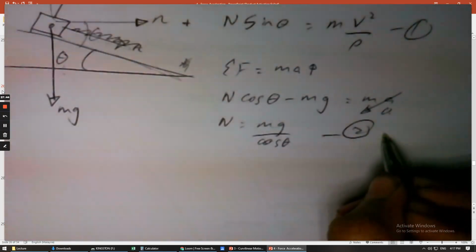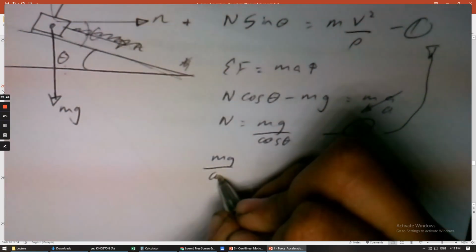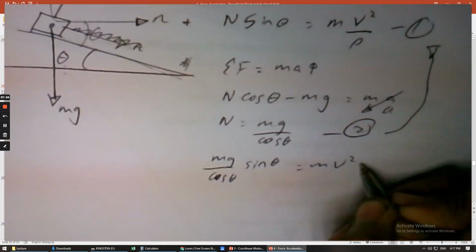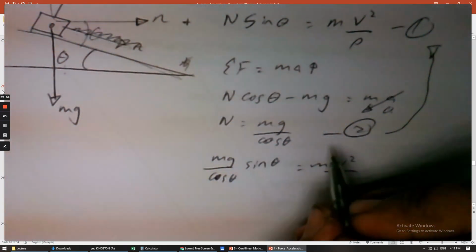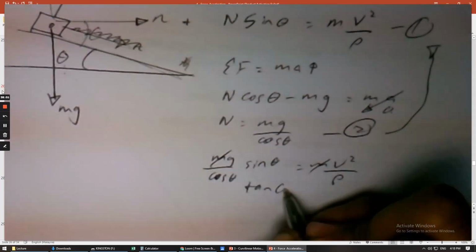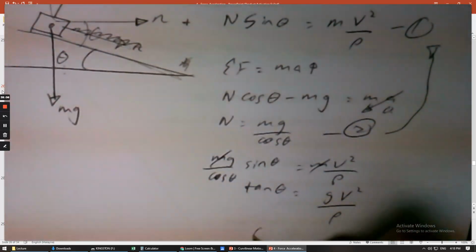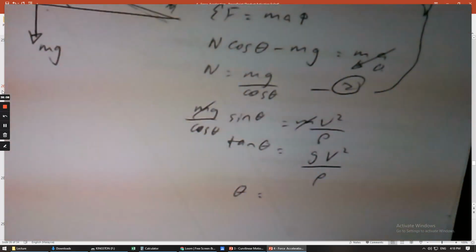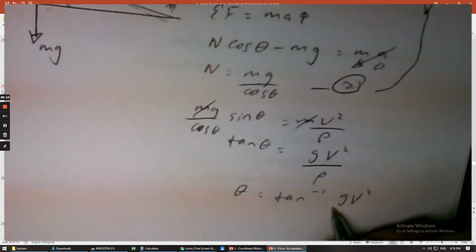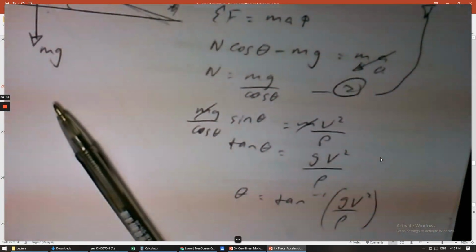Put this into the first one. What we get is mg divided by cosine theta times sine theta equals mv squared divided by rho. The m's cancel out, and we have tangent theta equals v squared divided by rho g. So theta equals inverse tangent of v squared divided by rho g. Alright, so that is the answer.